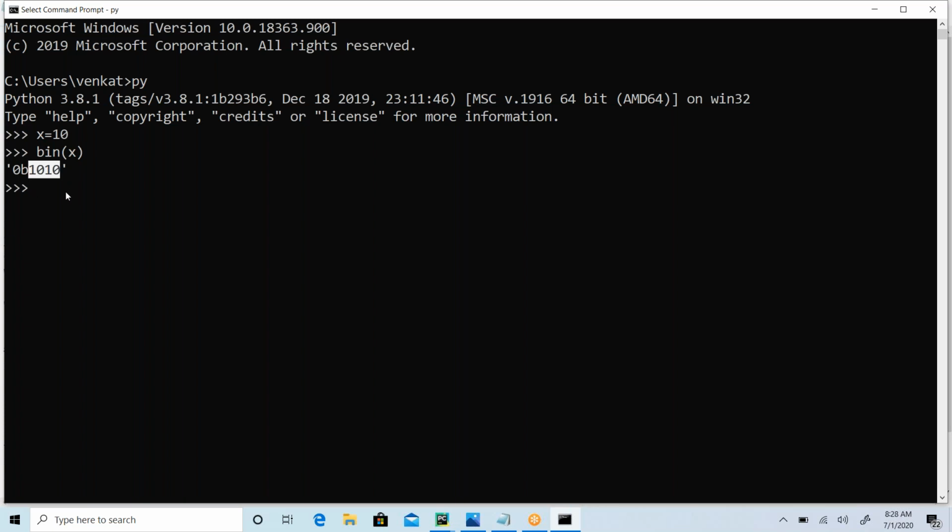Binary value is 1010. The prefix 0b says that it is a binary representation. Say x equals 20. Now I want to know the binary value of 20. You can see that it is 10100. If you don't know how to calculate it, just use the bin function, where you can get to know.